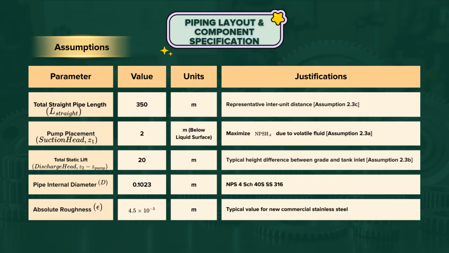Total static lift: discharge head Z2 minus Z pump, 20 m. Justification: typical height difference between grade and tank inlet. Pipe internal diameter: 0.1023 m. Justification: NPS4 SCH40S SS316. Absolute roughness: 4.5 times 10 to the power negative 5 m. Justification: typical value for new commercial stainless steel.